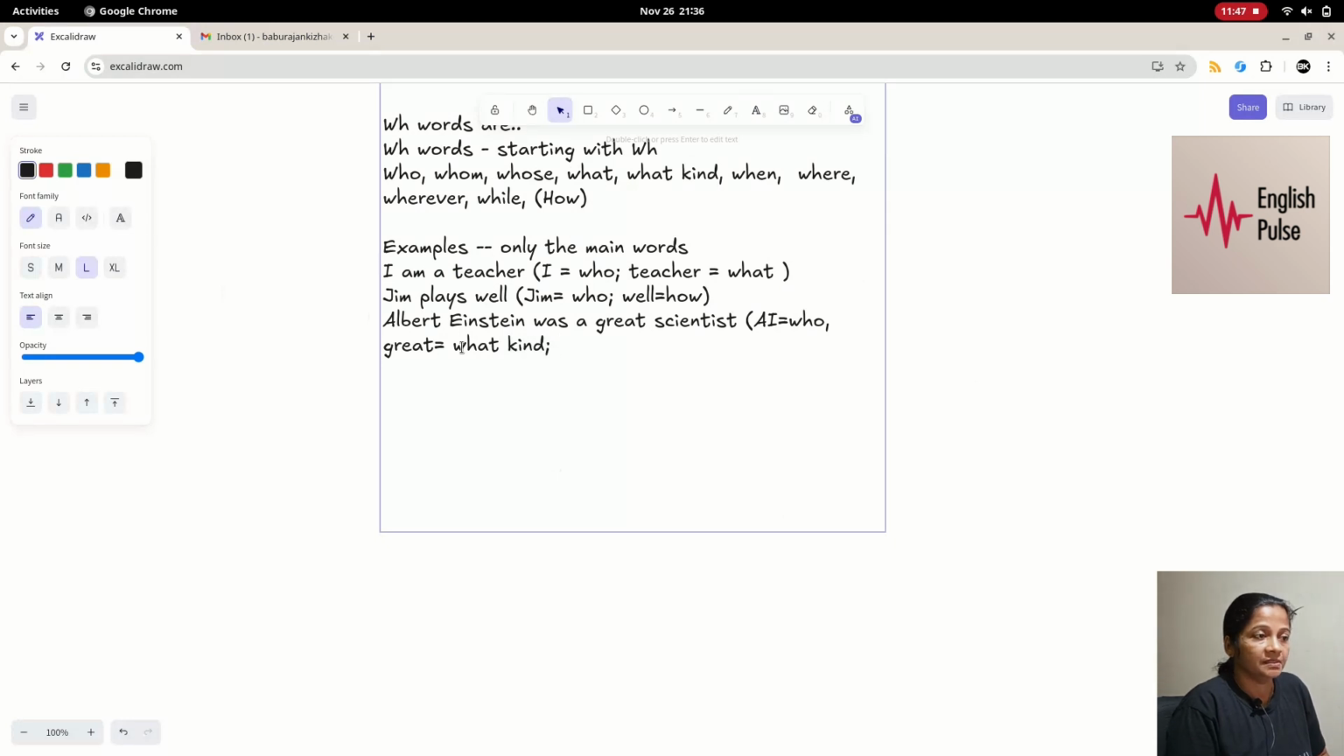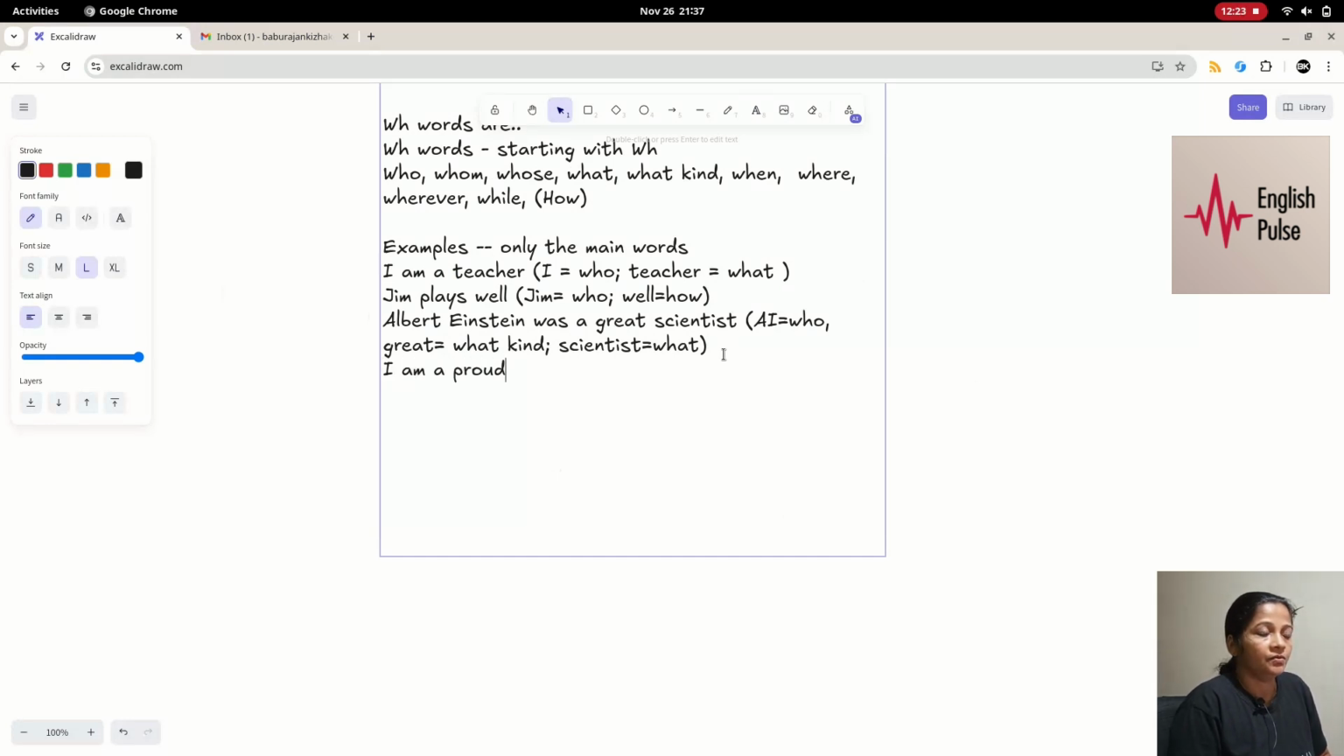Now scientist, who or what, not who, sorry, what? Scientist, as I told you, teacher, doctor, scientist, everything is profession. So here we learned one more thing, great is what kind. So note this thing, great or any word that describes another word, it is what kind. Okay. Now next sentence.